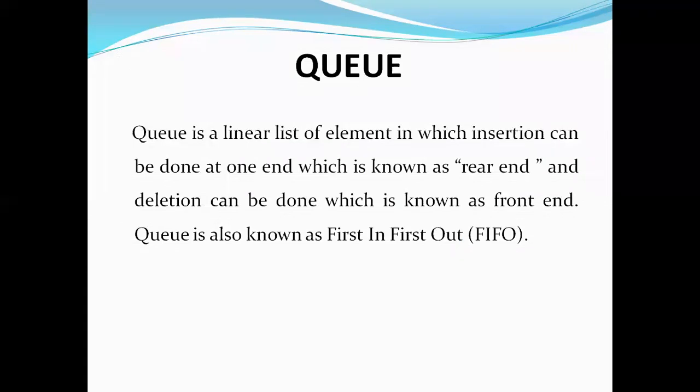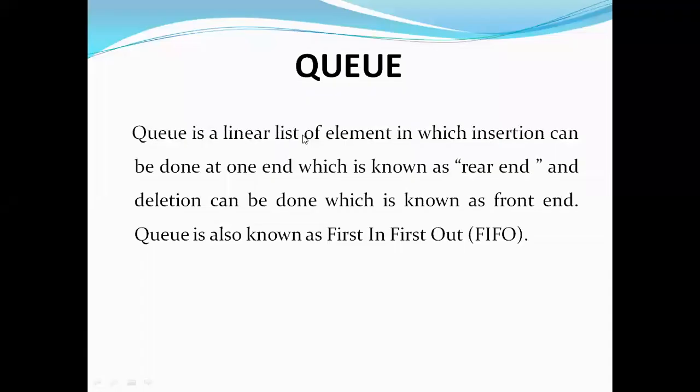Next is queue. What is a queue? A queue is a linear list of elements in which insertion can be done at one end, which is known as the rear end. It means that if a new element has to be added in the queue, it will be added at the last of the queue. Rear means last. And deletion can be done at the other end, which is known as the front end. The element that is in the front of the queue will be the first to be deleted. That's why we call a queue first in, first out.